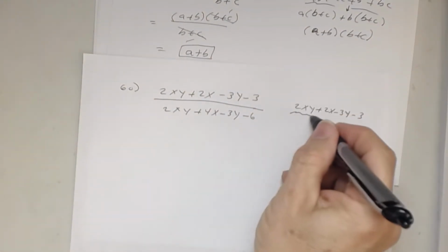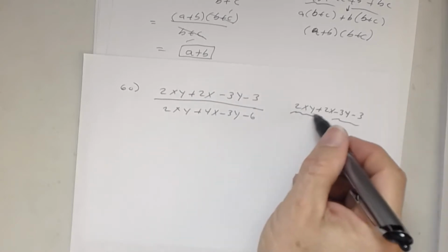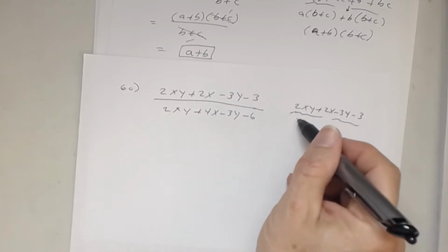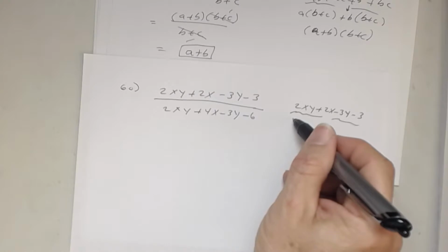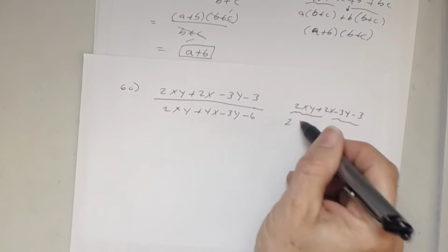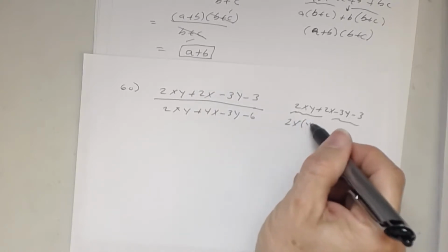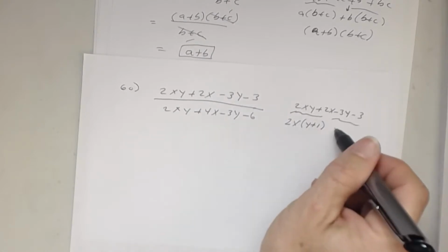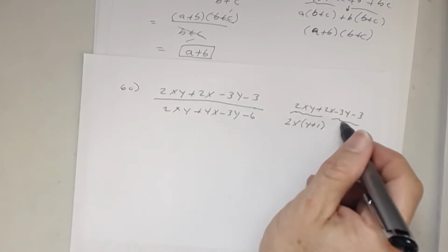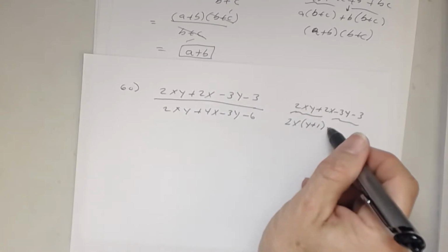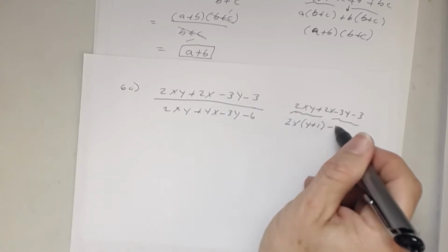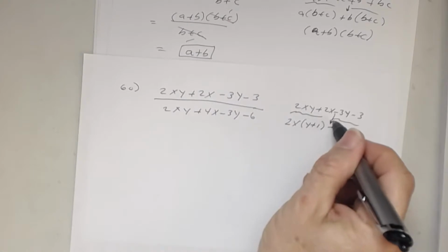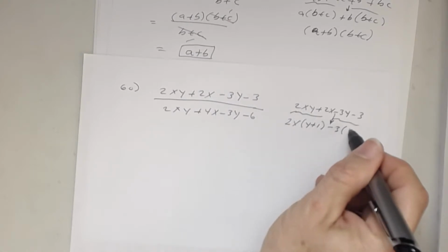So here's my numerator. In the first group, what can I factor out? 2x. Okay, good. 2x times what? y plus 1. In the second group, what could I factor out? Negative 3. You've got to take out that middle sign. And what do you get?